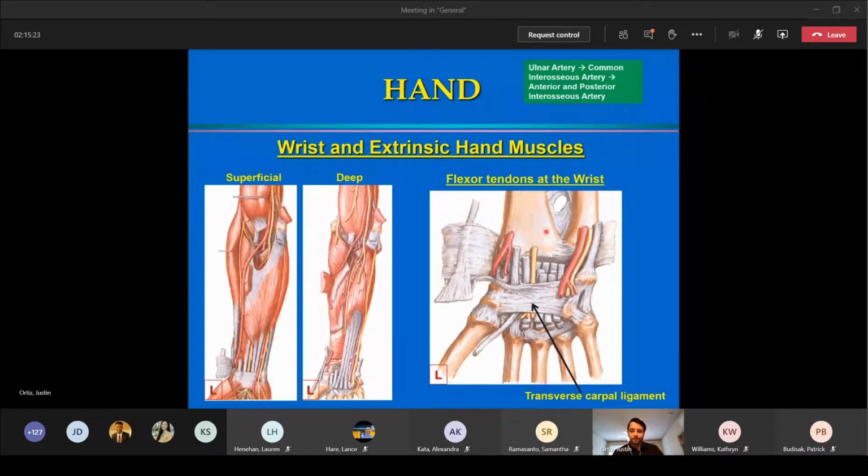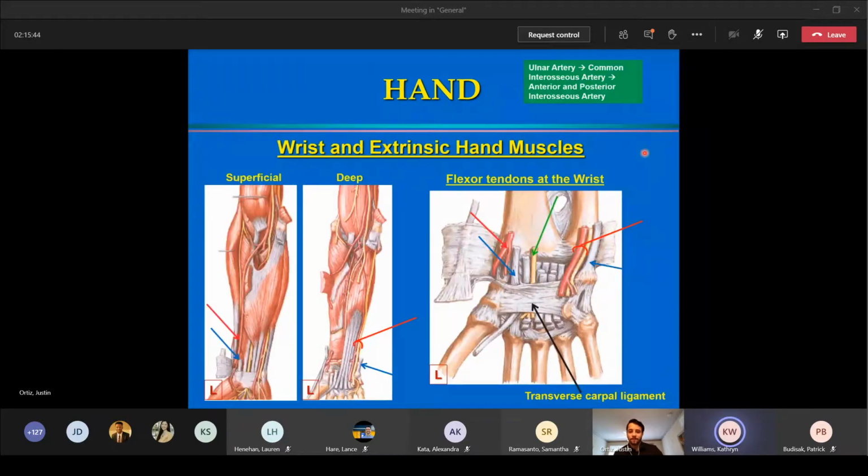On this one, nothing too much other than the fact that, remember that we talked about the ulnar artery branches off into the common interosseous artery, right? So the common interosseous comes off the ulnar artery, not the radial. So ulnar artery, common interosseous, and then anterior and posterior interosseous arteries. And this is just your transverse carpal ligament. Okay, that's it for this slide.